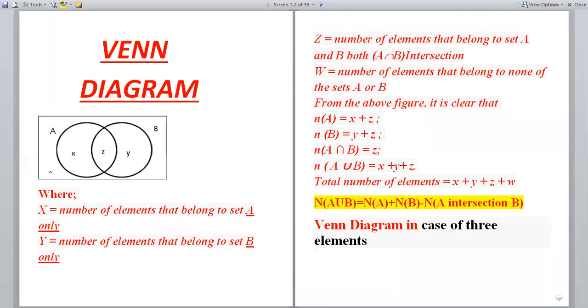So if I ask you the number of elements in A, you will say X plus Z. Number of elements in B, you will say Y plus Z. And how many are common to both A and B, then you will say Z. So if I ask the total number of elements, that would be X plus Y plus Z plus W.